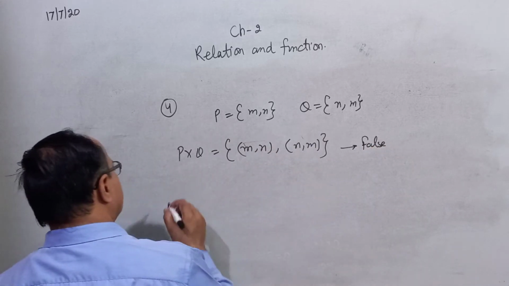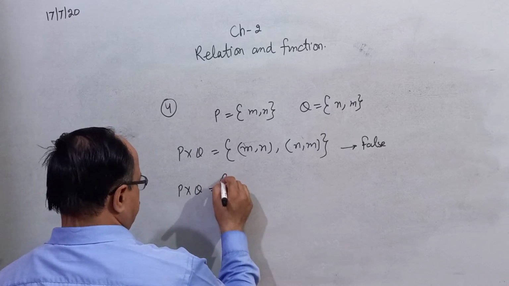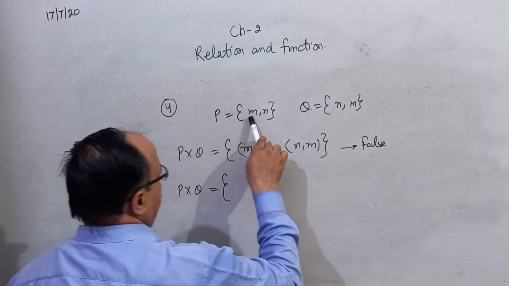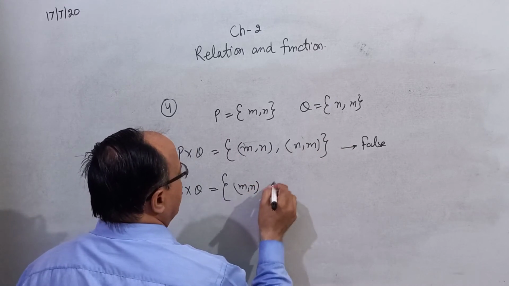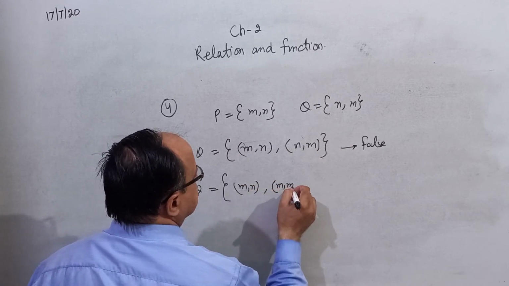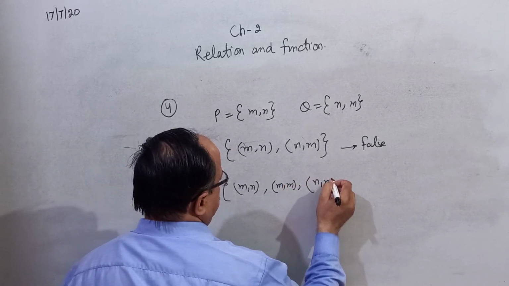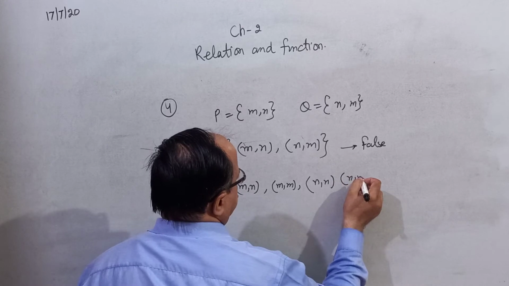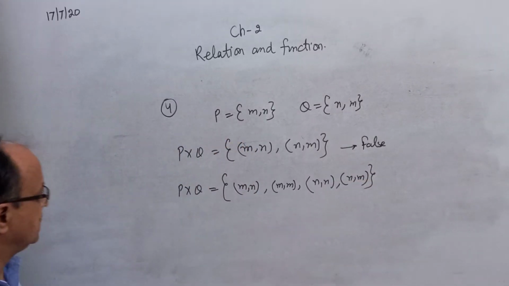Can you write the correct answer? You know that M, N and M, M, next N, N and N, M. There is the answer.